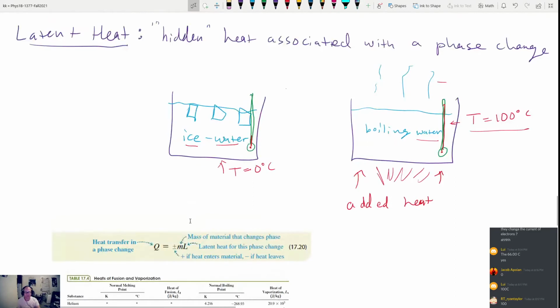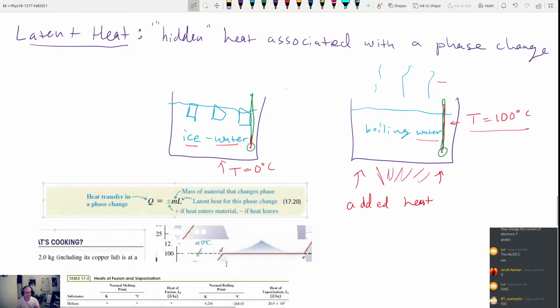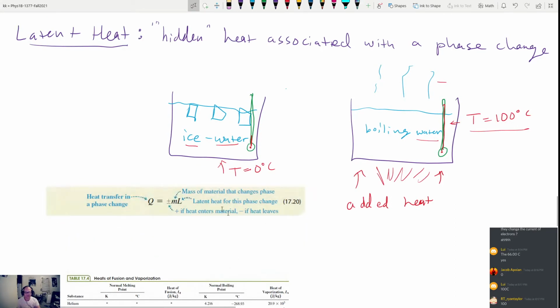Alright, so this is our equation for latent heat. It's actually a pretty simple equation. It says that the heat transfer in a phase change is equal to Q equals plus or minus M times L, where M is the mass of the material, just like Q equals MC delta T. There's mass that shows up. And then L is a constant, which we call the latent heat for this phase change. It can be positive or negative. It's positive when heat enters the material. It's negative if heat leaves it. So it's positive when you go from solid to liquid, and negative when you go from liquid back to solid.